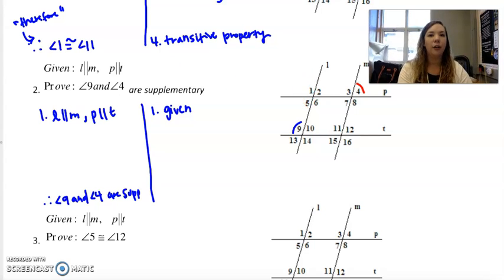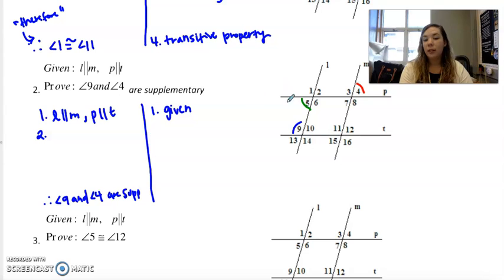Let me use a different color. 5 might be a good middleman because since these are same side interior, we know they're supplementary. And then 4 and 5 would be alternate exterior, so we know they're congruent. And if 4 is congruent to 5, then we can swap it with 5 later. So let's go ahead and start an argument here.